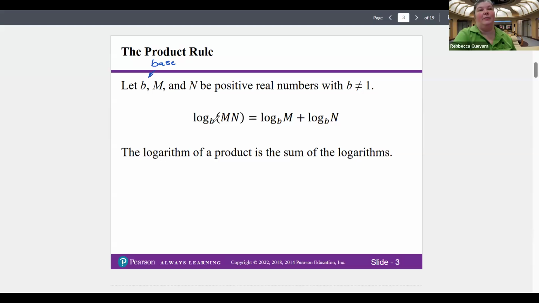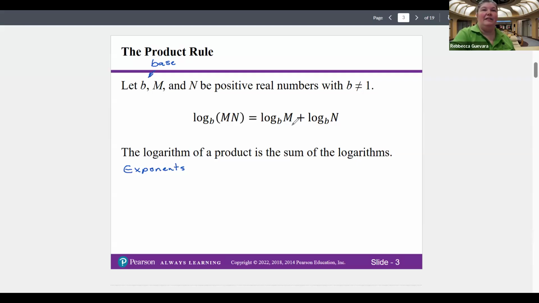So log base b of m times n is equal to log base b of m plus log base b of n. So the logarithm of a product is a sum of logarithms. And this goes back to rules about exponents.